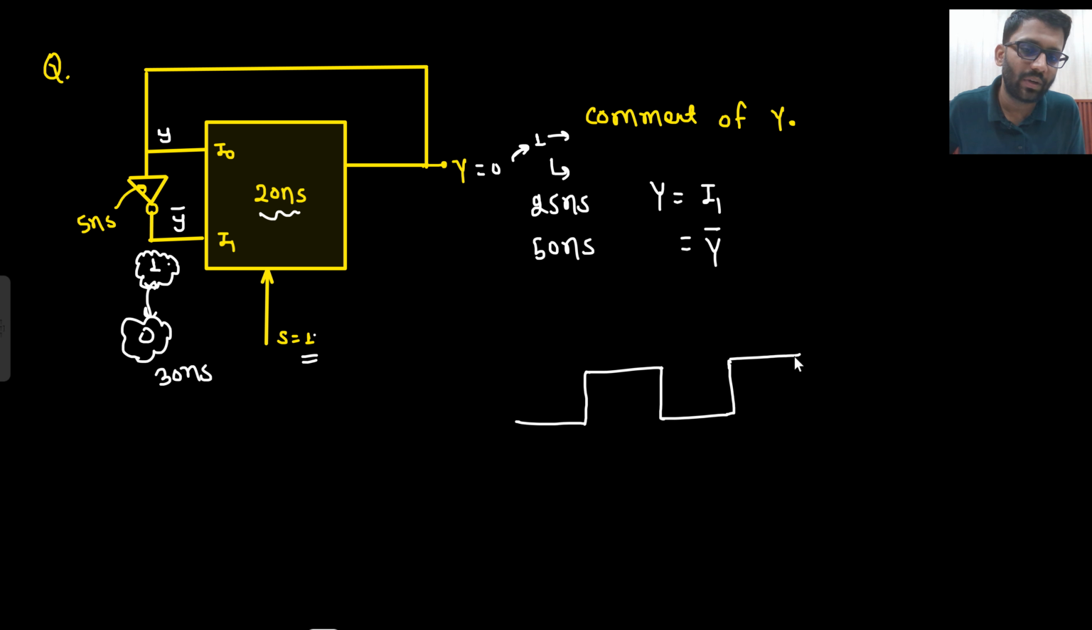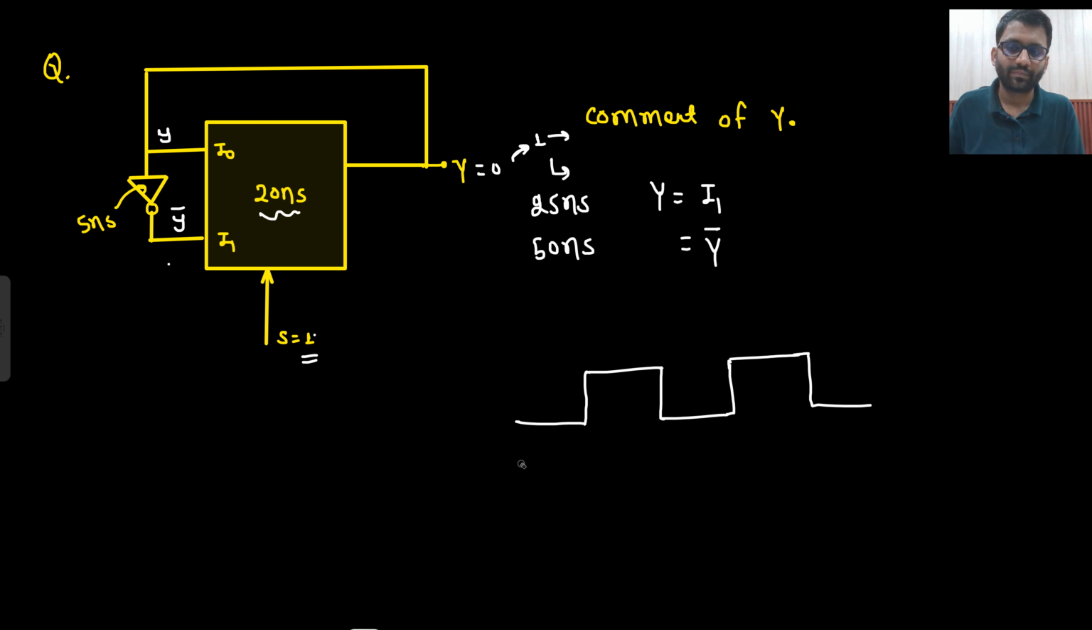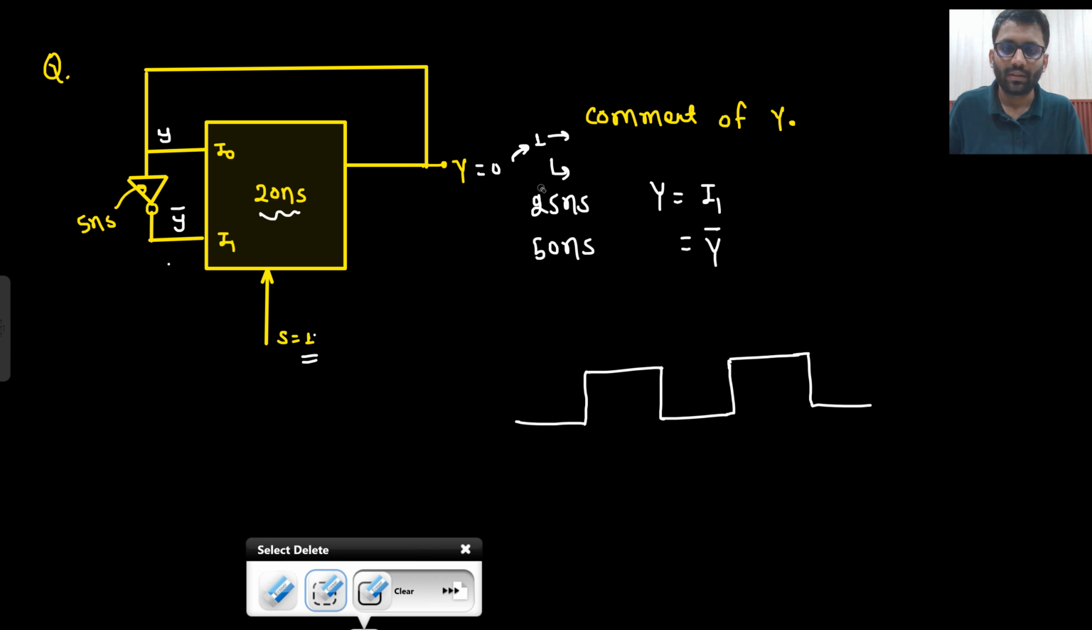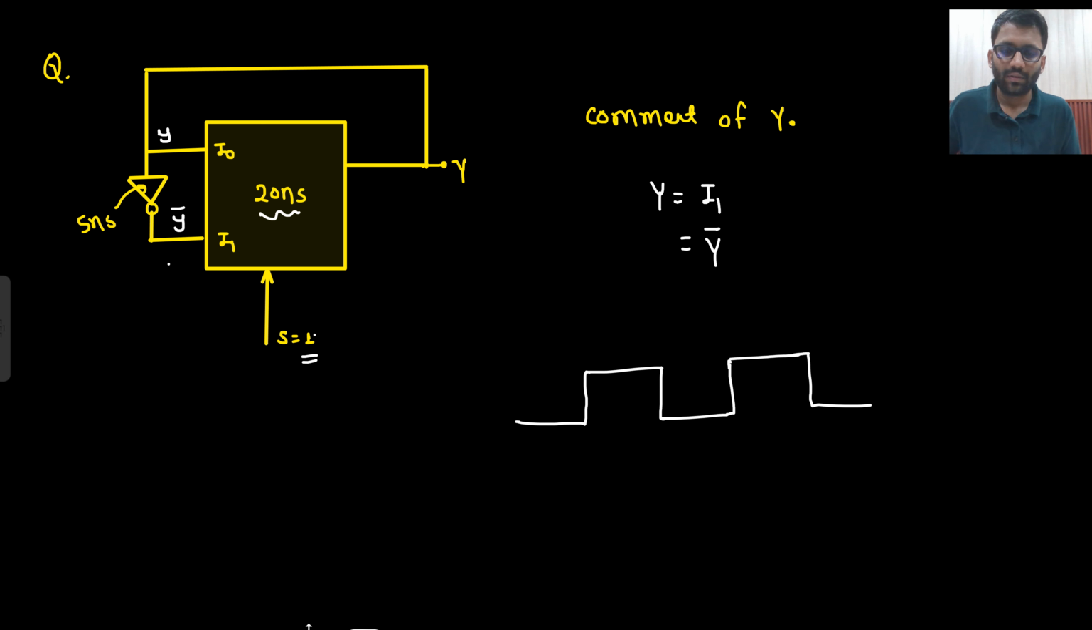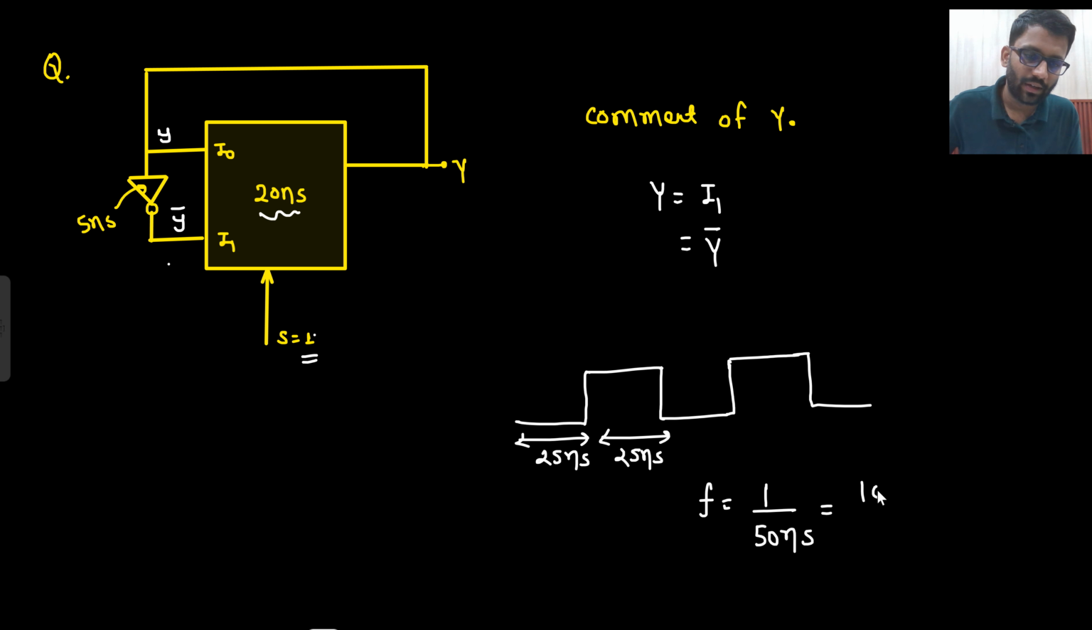So basically, you need to calculate the total delay in reaching the output. 5 nanoseconds plus 20 nanoseconds, that would be 25 nanoseconds. So 5 nanoseconds this will take and 20 nanoseconds this will take. So this is 25 nanoseconds, and this is 25 nanoseconds. So this is a pulse wave generator. What is the frequency of oscillation? That would be 1 by 50 nanoseconds, and it can be written as 1000 mega by 50. That would be 20 megahertz.